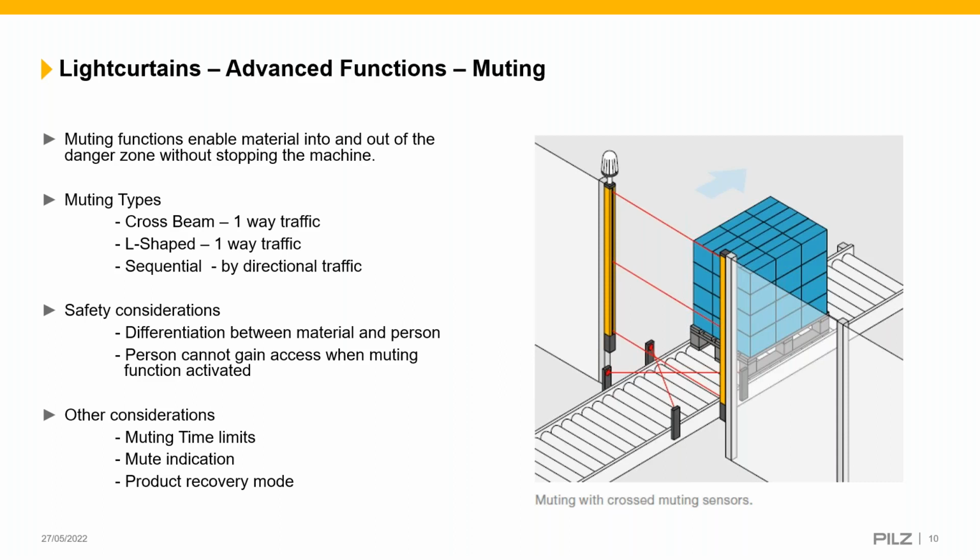There's a couple of points to be aware of here, is that actual cross of the beams should be in the danger zone and not close enough to the back of the light curtain that they can be defeated with somebody putting something underneath the beams, underneath the bottom of the light curtain, and defeating the muting function.